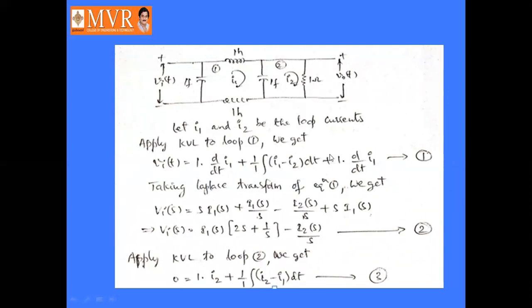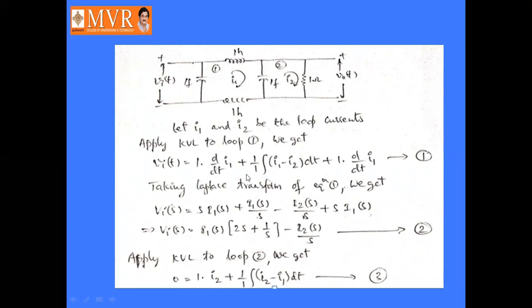Now we will apply Kirchhoff's voltage law to loop 1 and loop 2. First of all, for the first loop we will apply Kirchhoff's voltage law, so that it will become VI of t is equal to, for this inductor, 1 into d by dt of I1, plus this is the capacitor, 1 by 1 into integral of I1 minus I2 into dt, plus for this inductor 1 into d by dt of I1. That is equation number 1.